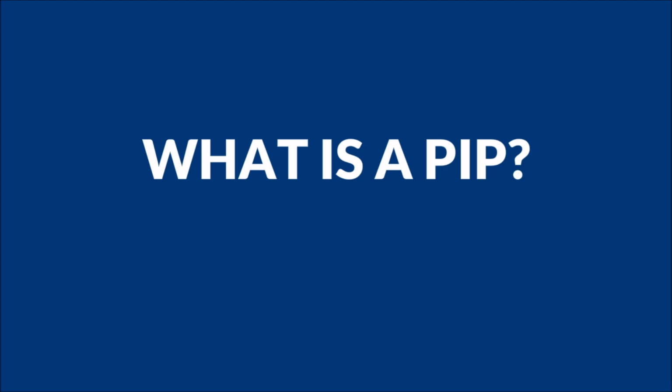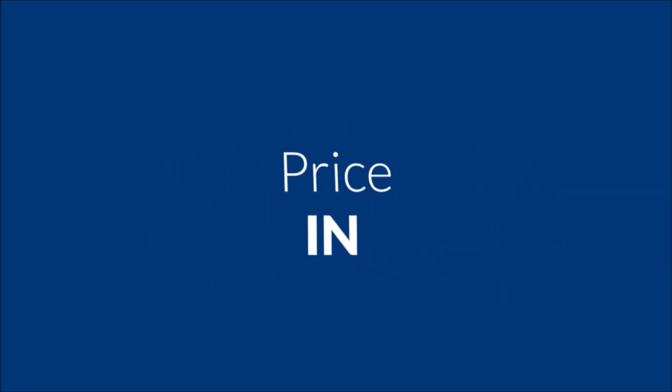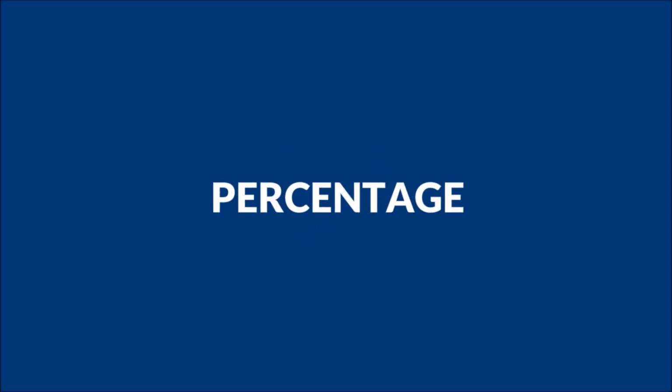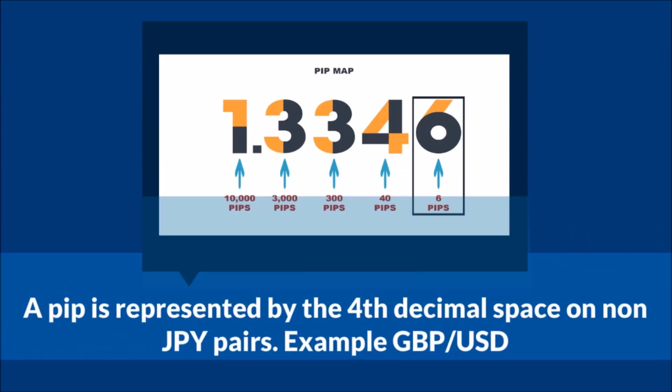What is a pip? It stands for price in percentage. Yep, price in percentage. It represents a tiny change of a currency pair. A pip is represented by the fourth decimal space on non-JPY pairs.